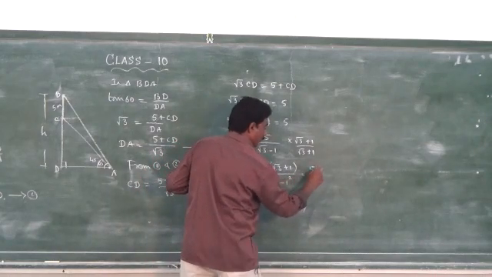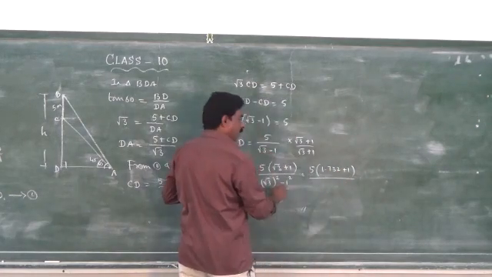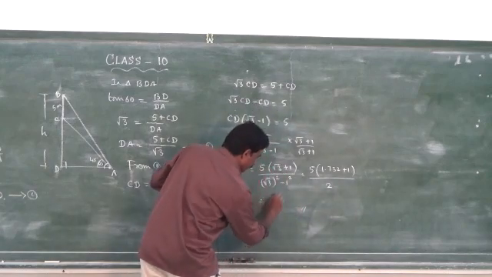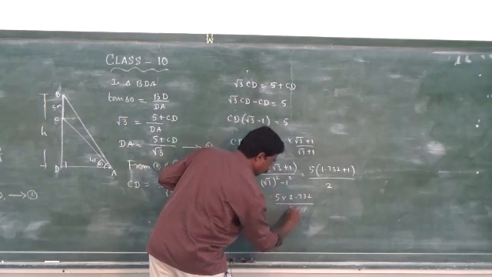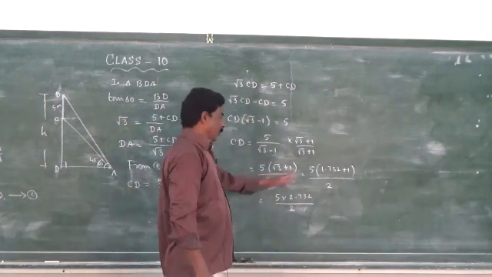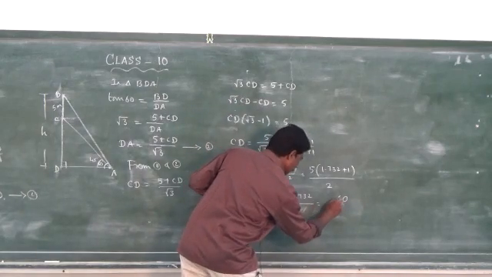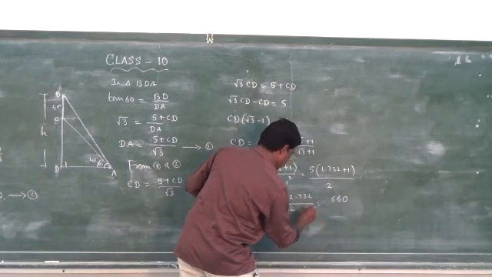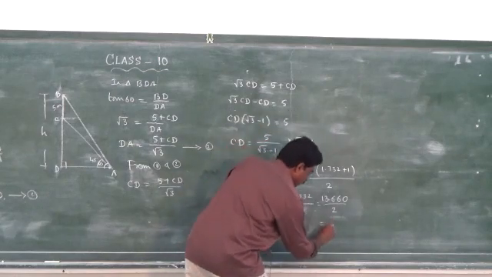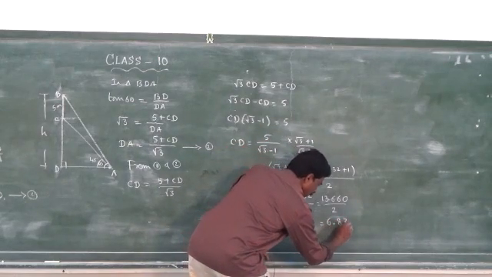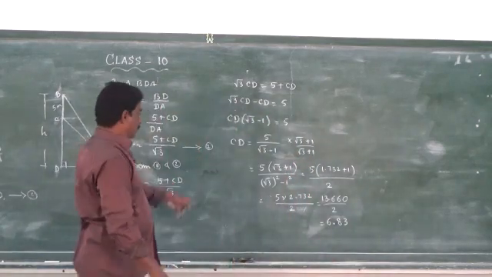That is 5 into 1.732 plus 1 by 3 minus 1 is 2. That is 5 into 2.732 by 2. 1.732 plus 1 is 2.732. When you multiply by 2, that will get 6.83. That is what you are getting, 6.83. That is CD.